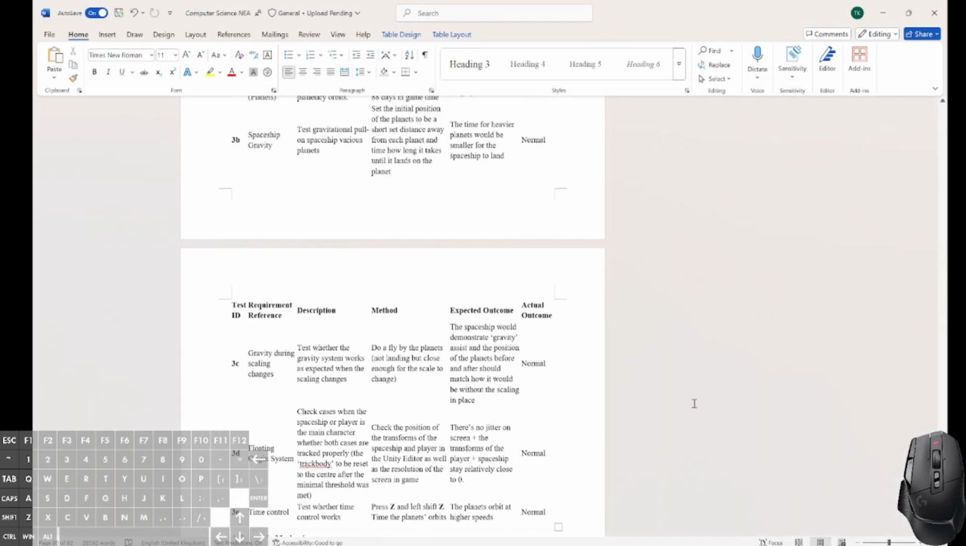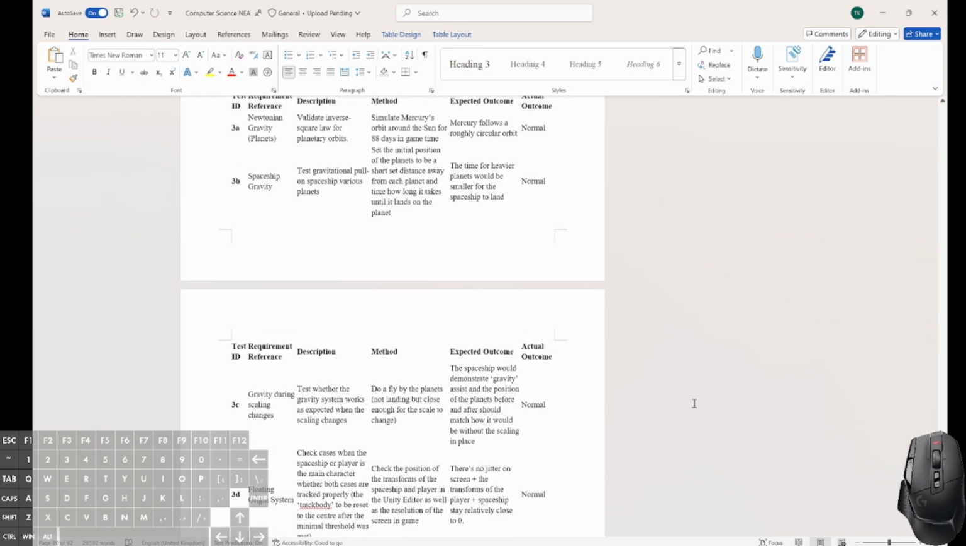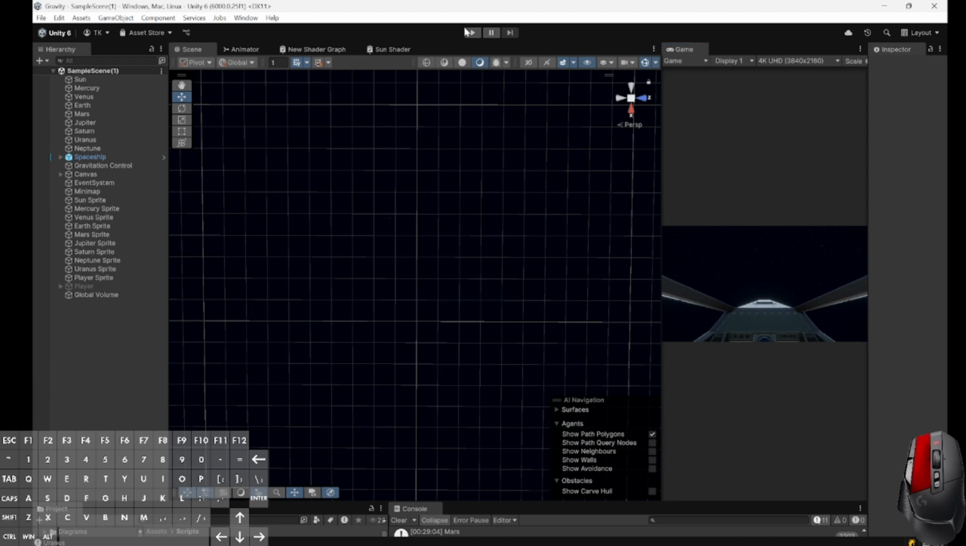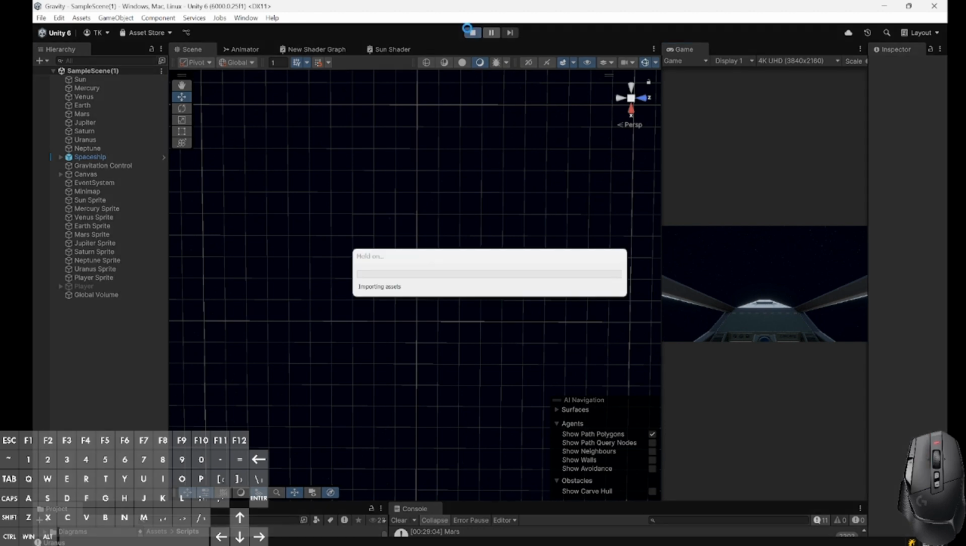Hi, this is a voiceover for attempt two. This is the planetary system testing for the gravitational attraction, just gravity between planetary systems in general. So we're going to first test the orbit.